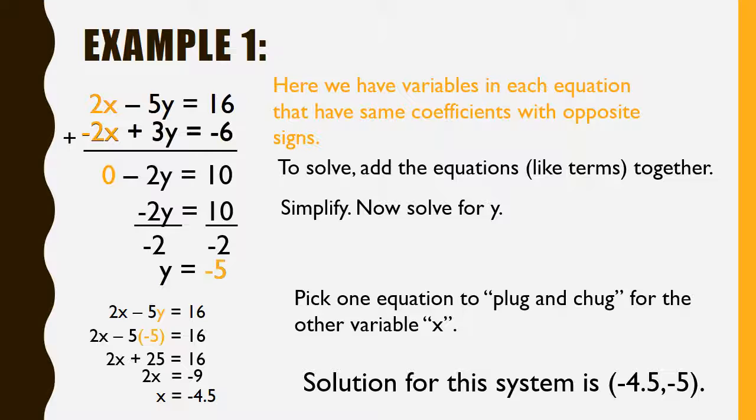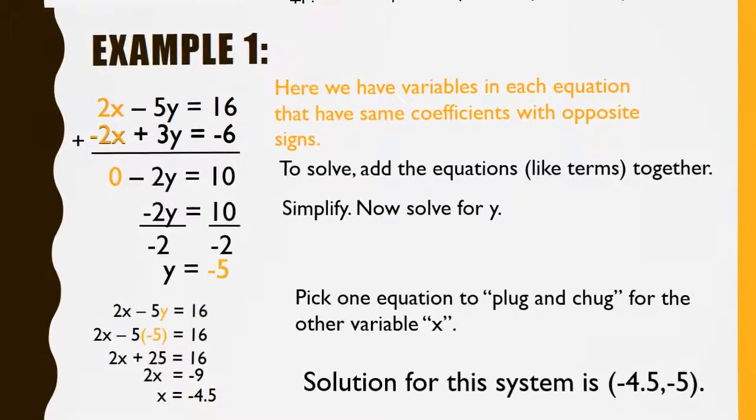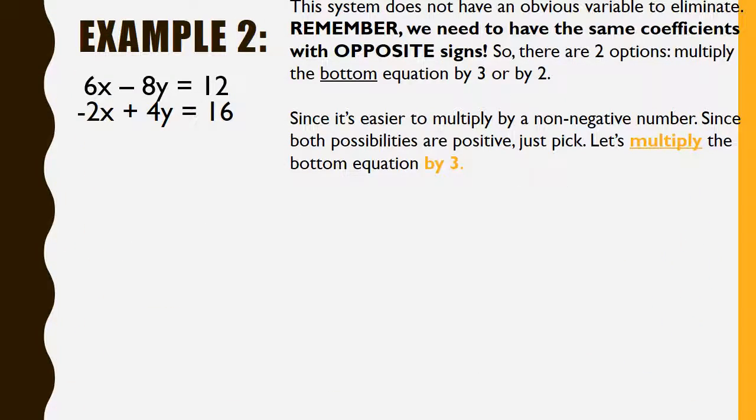Let's look at example 2 that's a little more complex. As you can see, this system does not have an obvious variable to eliminate. There are no variables that have the same coefficients with opposite signs. They're all different. But we have to have the same coefficient with opposite signs in order to do this elimination method. So we have two options.